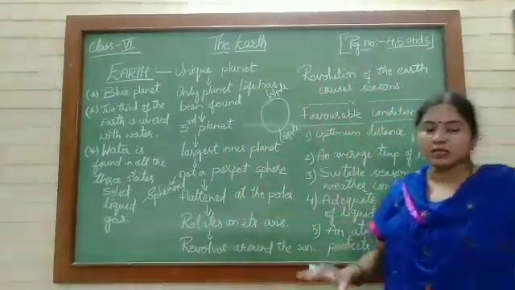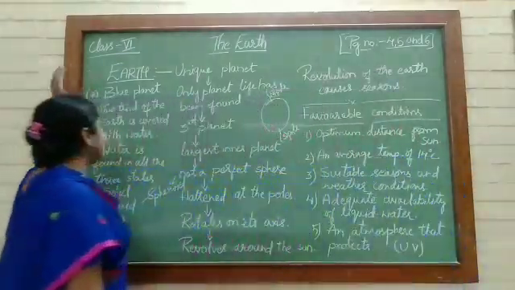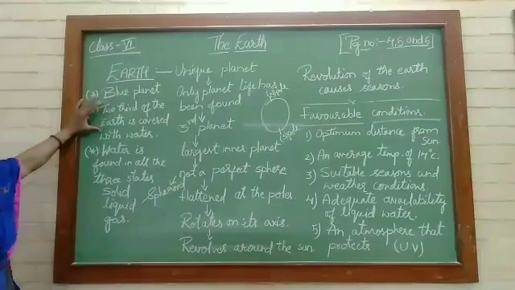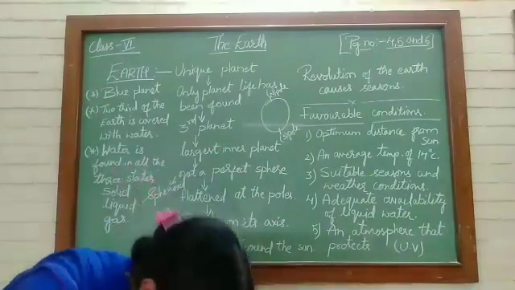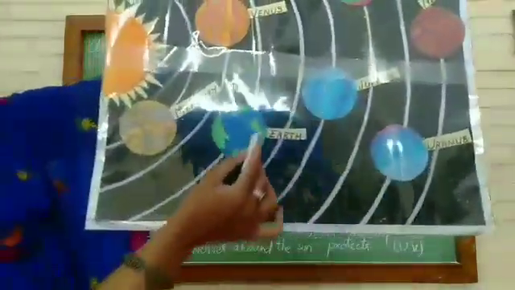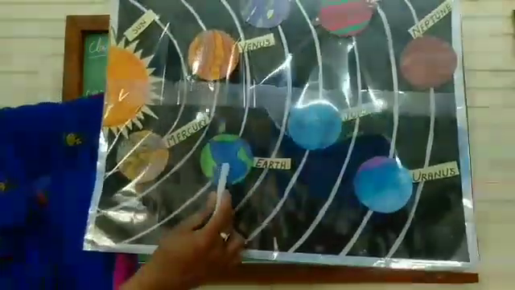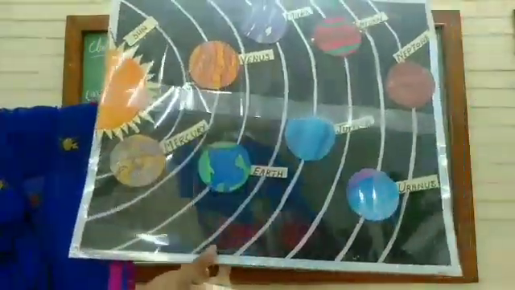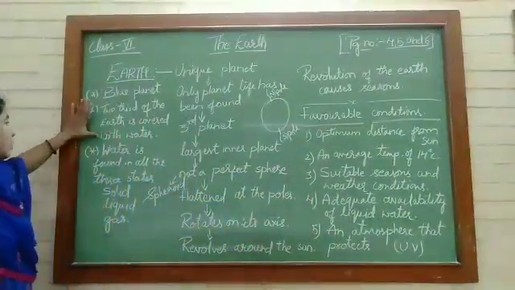Now I will tell you, earth is also called a blue planet. Why do we call earth a blue planet? Because 2/3 of the earth is covered with water. I can show you here. Can you see earth clearly over here? 2/3 of our planet earth is covered with water. That is why it is also called a blue planet.